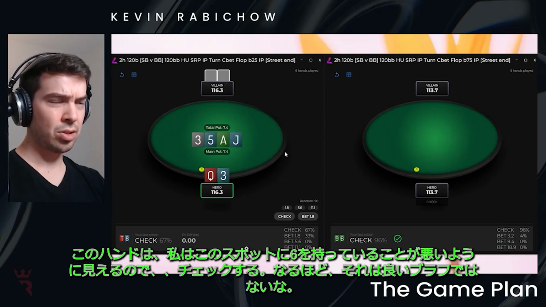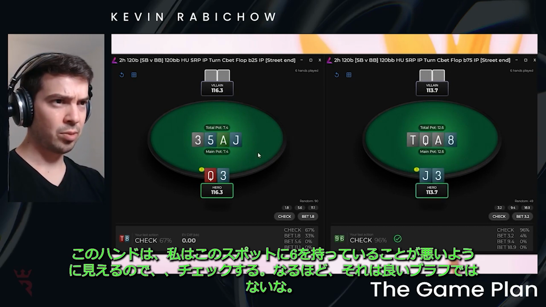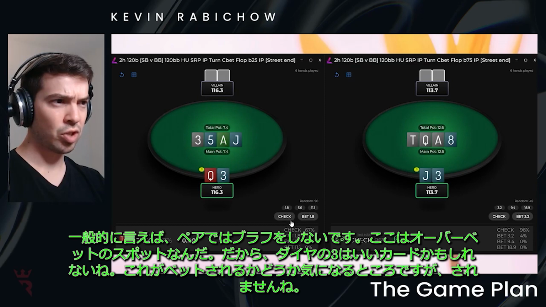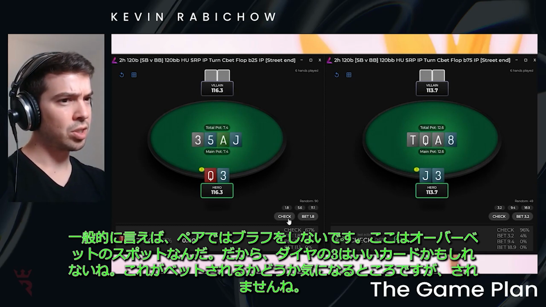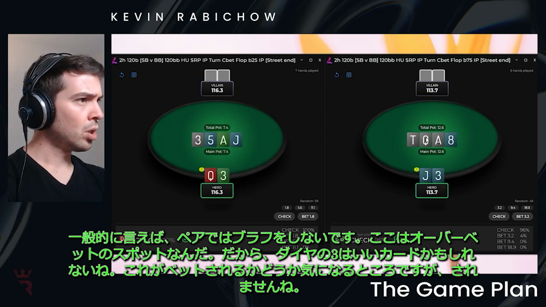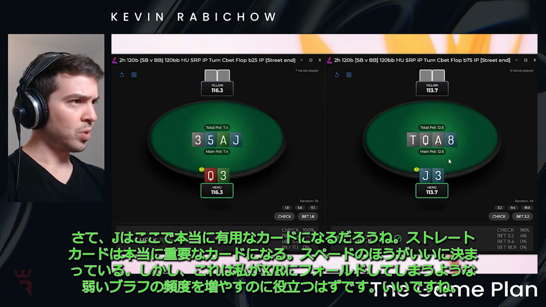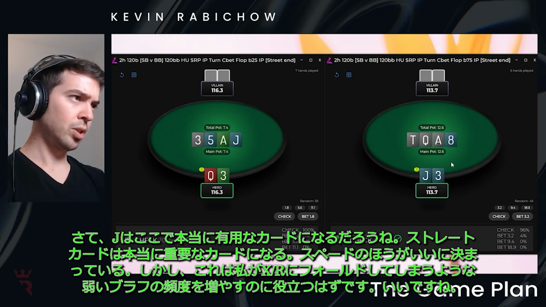Okay, so that's not a good bluff. With a pair, I just don't bluff with pairs, generally speaking. It is an overbet spot, so having the 3 of diamonds could be a good card. I am curious to see if this ever bets. It does not. So the jack is going to be really useful here for continuing.